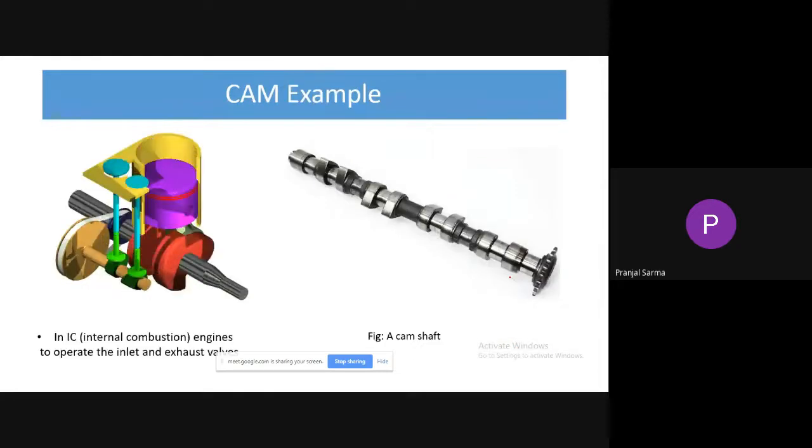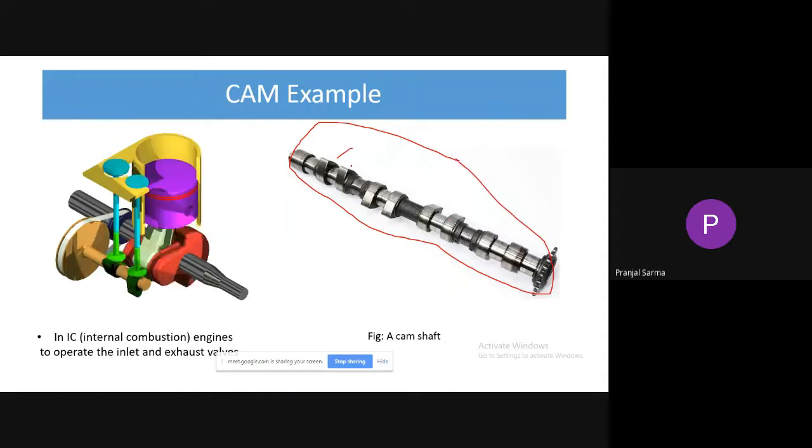Some examples you can see here. Here we are showing an actual camshaft, where you can see the different cams: this one, this one, this one. Here it is also oriented in some other direction. On the same shaft many cams are mounted, and these cams will individually operate some other, different followers.